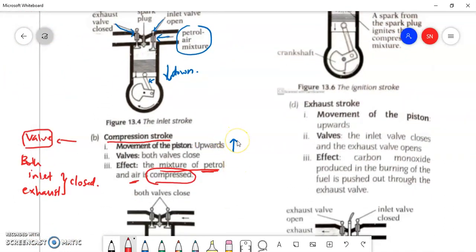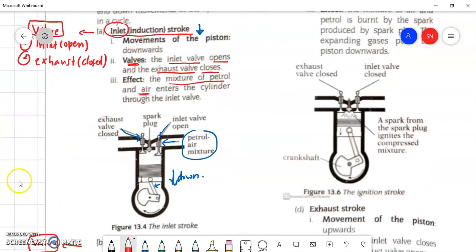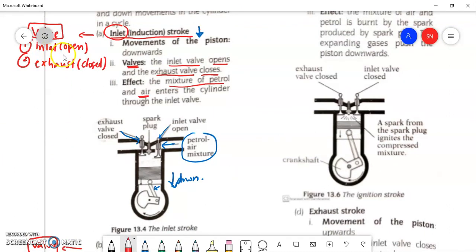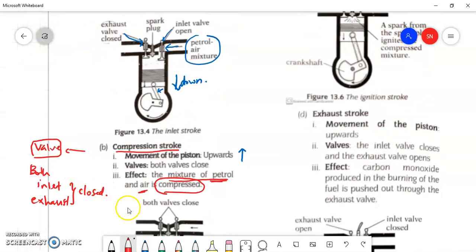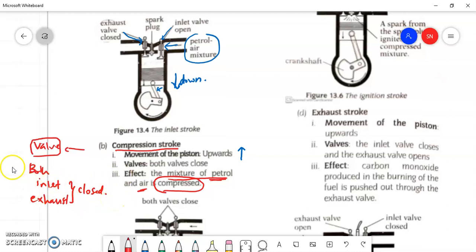Okay, it's always changing: down, up, and then down again, up again. Second thing is the valve you need to look at. Here, inlet valve open, exhaust valve is closed. Whereas for compression we need to compress, so we cannot have any valve open. We have to get both valves, inlet and also exhaust valve, closed, then only it can be compressed inside. So this is your second stroke.